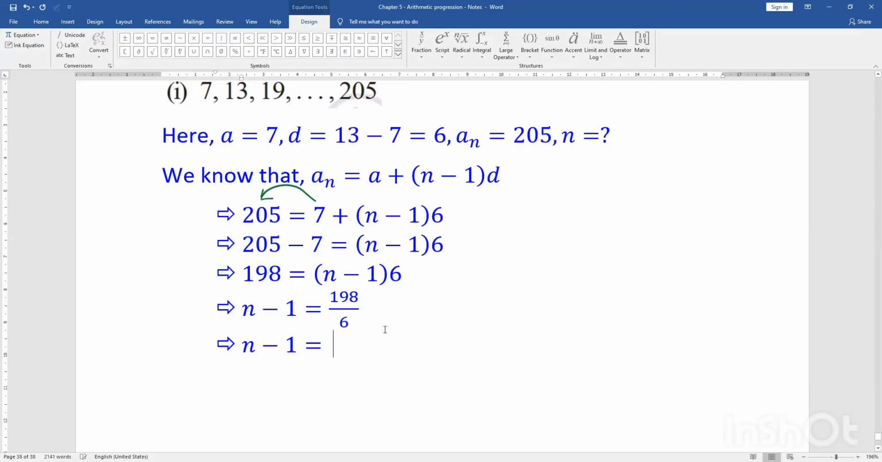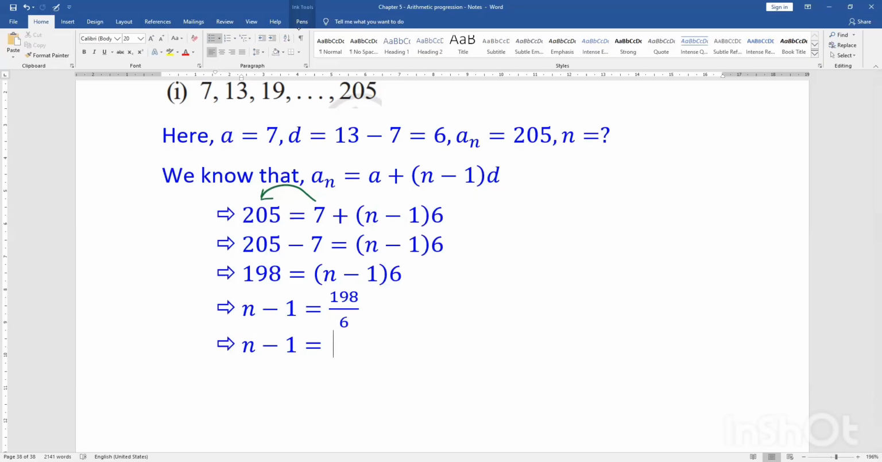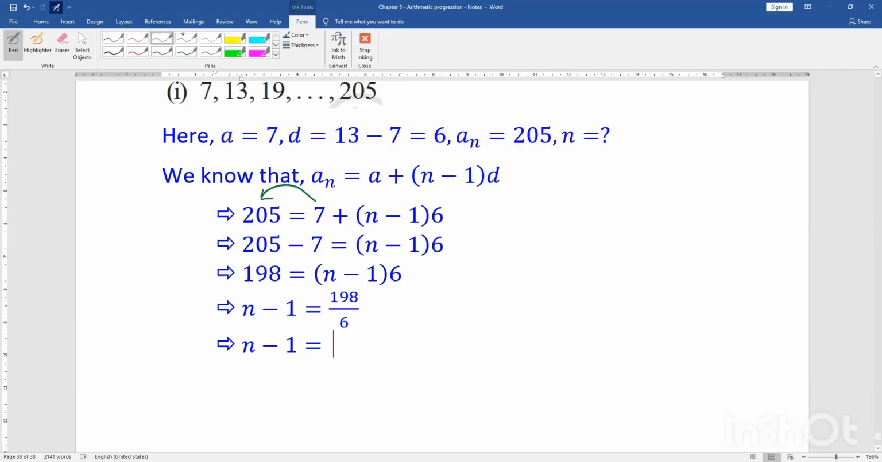See, I'll show you. 6 ones are 6, 6 threes are 18, remainder is 1. So 1 and 8, 18. So again, 6 threes are 18. So we write it as 33 here.